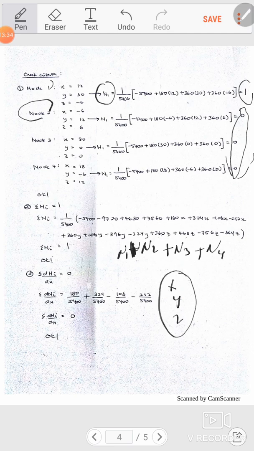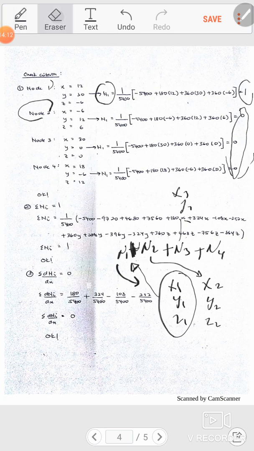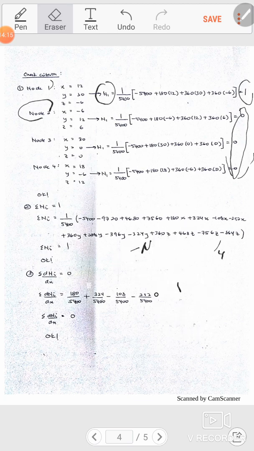of each node. That means if I have x1 in the equation of node number 1, I have x1, y1, z1, so substitute these values in the equation of node number 1 only. Same with node number 2, I use x2, y2, z2, and for node number 3, x3, y3, z3, and same with node number 4. Just sum them and you will get the value 1. If you get the value 1, that is okay, satisfied.